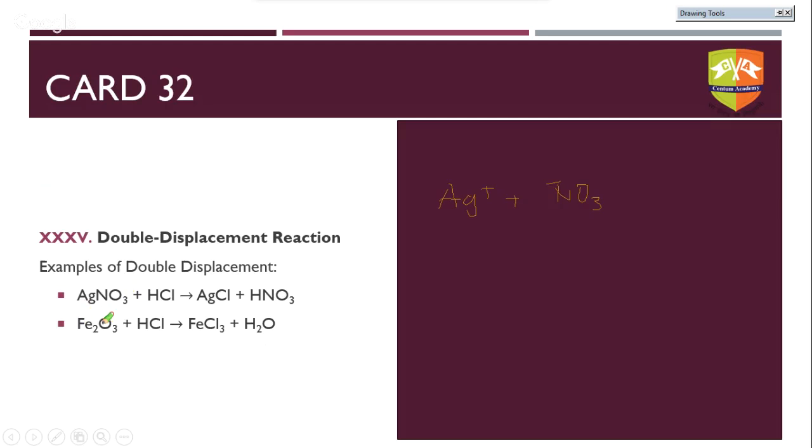Similarly in Fe2O3, you will realize that it is the iron and chlorine which can go together, and oxygen and hydrogen can go together, right? So these are a few more examples of double displacement reaction.